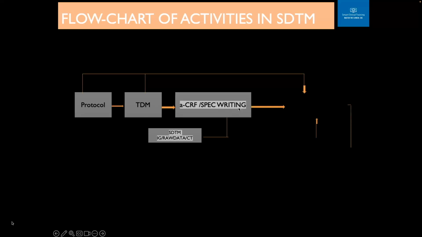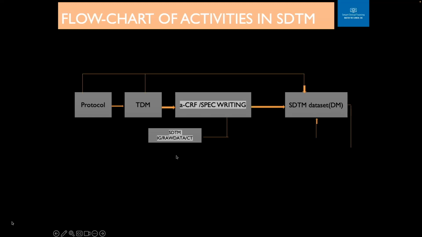Once the specification is done, then we create a dataset by writing a program. Till now, everything was kind of a manual process, writing some documents: an Excel file, a PDF editor file, and a PDF file. Once all these things are in place, you have the TDM, you have the ACRF, you have the specification.